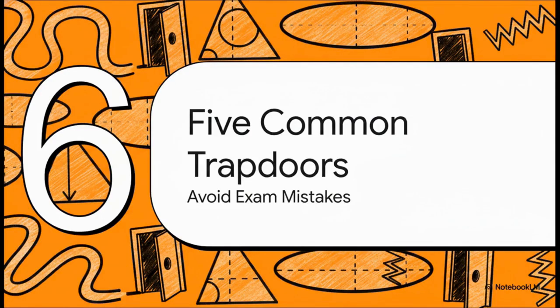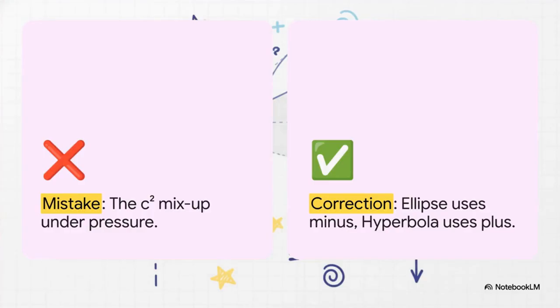Section 6, Surviving 5 Common Trapdoors. Here is the harsh truth, though. Even with the perfect focus, exams are absolutely loaded with traps designed to catch you off guard. Trapdoor number 1 is the classic c-squared mix-up. Under the stress of a ticking clock, it is so easy to swap the master keys.